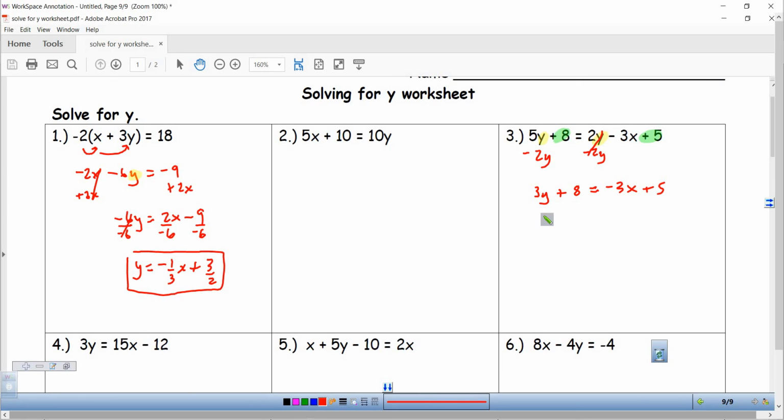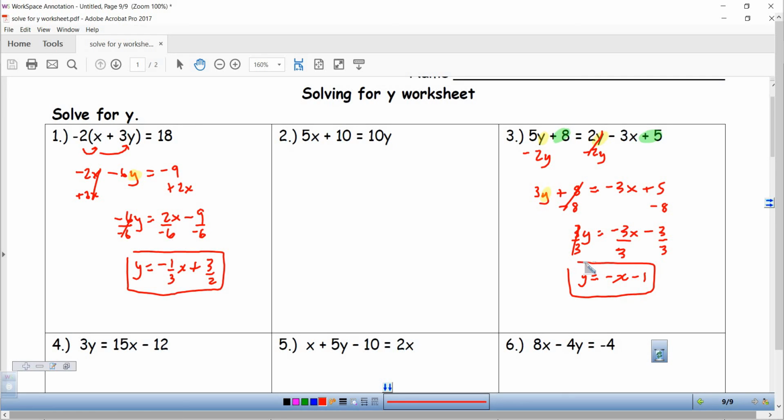Now remember, what's my goal? To get this y by itself. So what am I going to do? How about I subtract 8 from each side? That gives me 3y is equal to negative 3x minus 3. And now what am I going to do? I need to get that y by itself, so I'm going to divide everything. Everything is going to get divided by 3. I get y is equal to negative 1x, or just the opposite of x, minus 1.